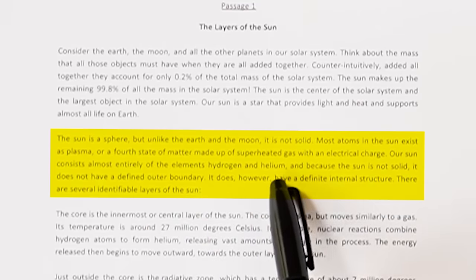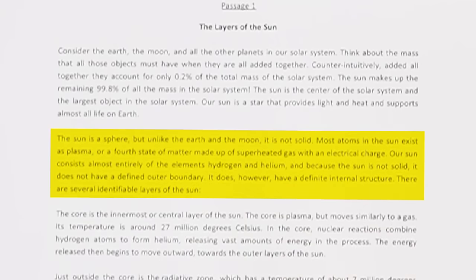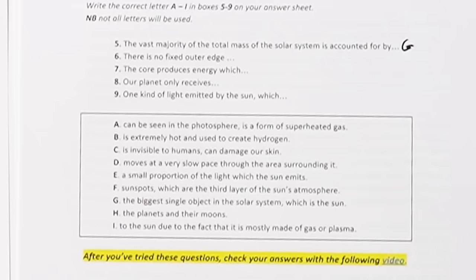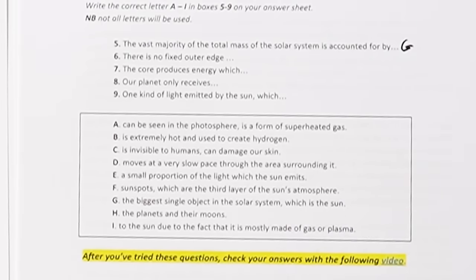So our sun consists almost entirely of the elements hydrogen and helium, and because the sun is not solid, it does not have a defined outer boundary. It does, however, have a definite internal structure. So we need to go back and have a look at these and see if there are any obvious candidates. There is no fixed outer edge, can be seen. So that doesn't make sense grammatically, so it's not that one.